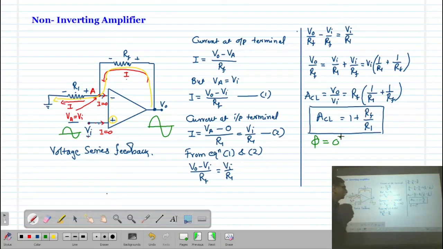Now, if you see this circuit in a slightly different way, then you will find some other application also, that is known as a voltage follower circuit. Now let us see another application of a non-inverting amplifier. Remember, in a non-inverting amplifier, the circuit diagram is this.